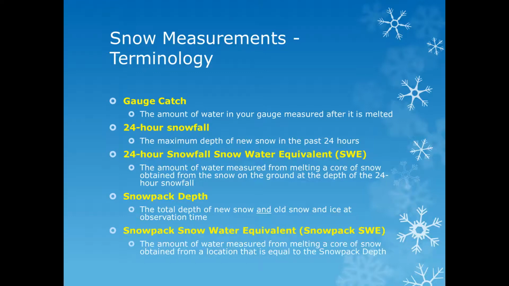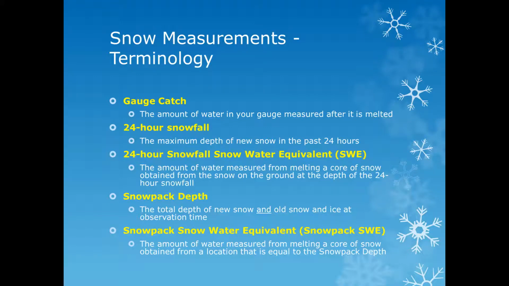And then there's another parameter called snowpack snow water equivalent, or we call it snowpack SWE. That's the amount of water measured from melting a core, same as the other one, but this is obtained from a location that's equal to the snowpack depth. So after you determine how deep your snowpack is, you take a core from a spot that is representative of that depth, melt it and measure it and report it. And we'll get more into how that's done here shortly.